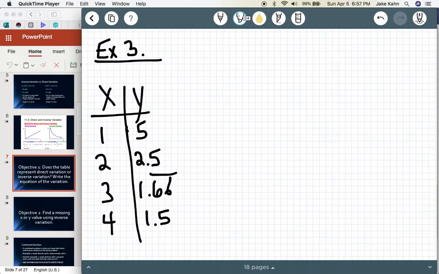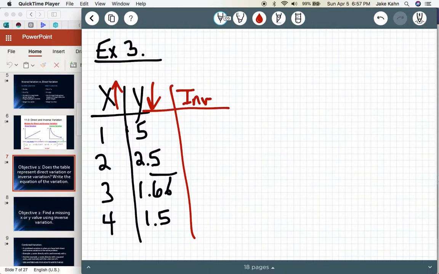So x and y, let's examine them first and see which directions they're going. X is increasing and y is decreasing. That means that this could be inverse variation because they're going in different directions. In an inverse variation, k is equal to x times y. So I've got to test out what x times y is for each of these rows. If they are the exact same, that means that I will have an inverse variation.